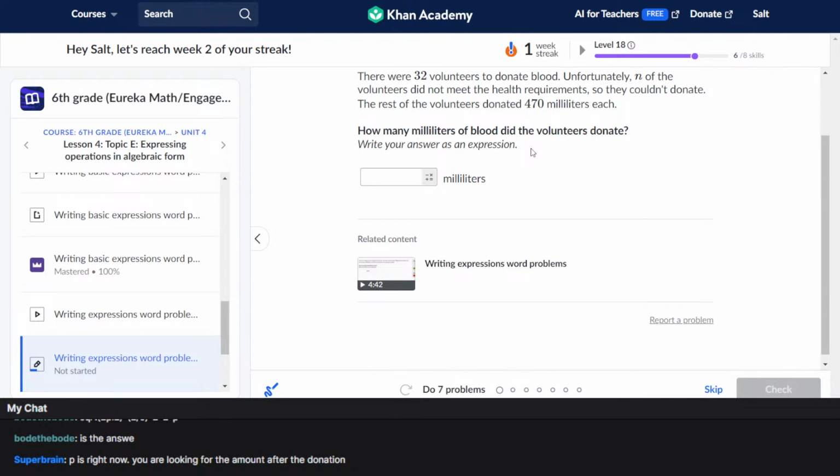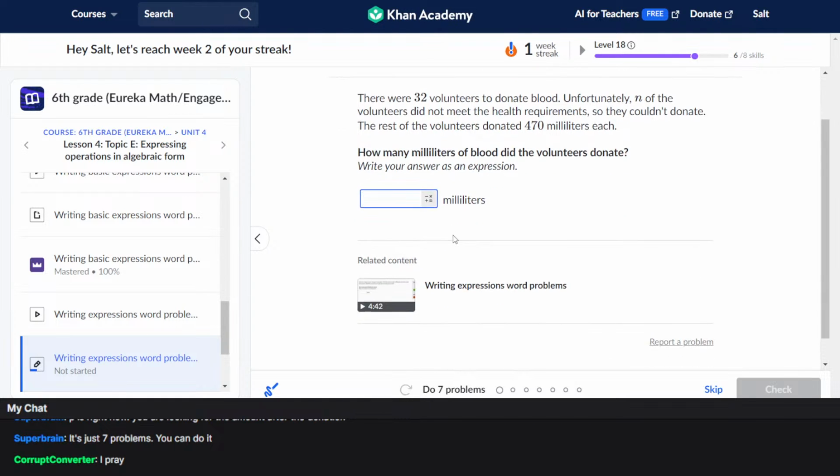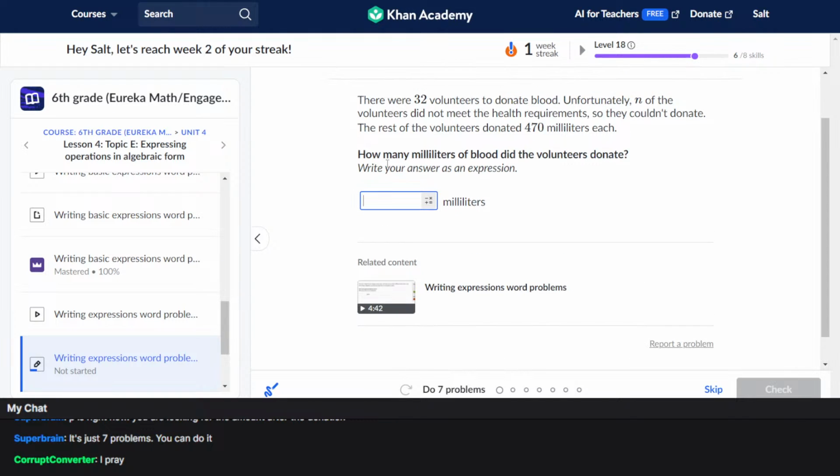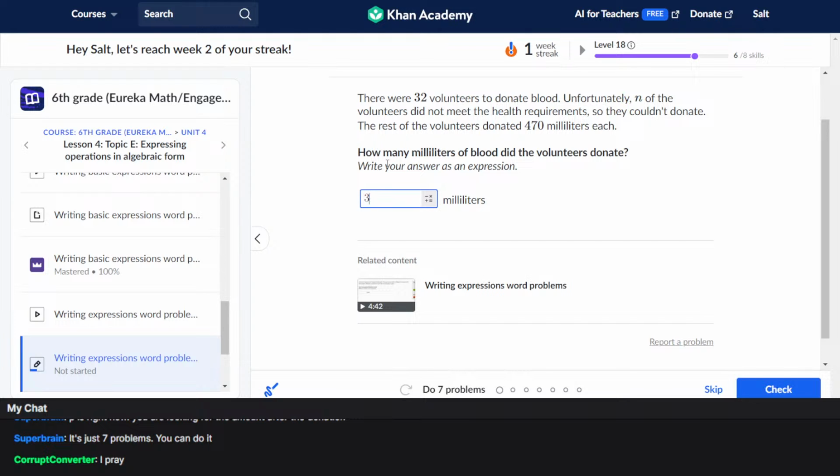There are 32 volunteers to donate blood. Unfortunately, N of the volunteers did not meet the health requirements, so they couldn't donate. The rest of the volunteers donate 470 milliliters each. Write your answer as an expression. Just the same problems all over again. It's just the same problem. You can do it.